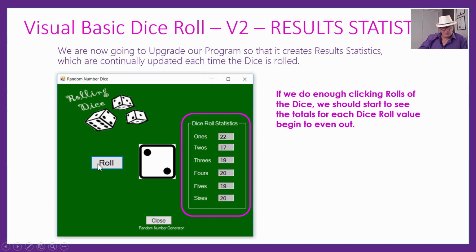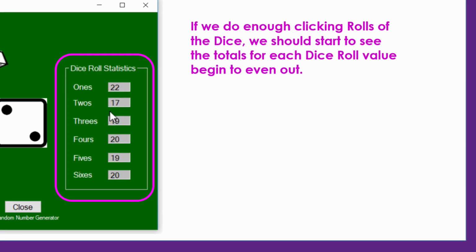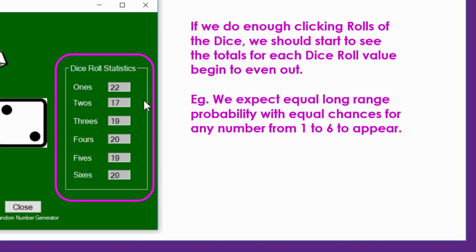Now, if you do enough of these rolling clicks, like click, click, click, and keep getting these different results, we'll keep updating the right number. When a 4 comes up, it'll add 1 to the 4s count and all this sort of stuff. They should start to even out. You can see they're kind of all around the 20s here. Maybe we've got a few less 2s than we should. Maybe we're expecting a couple more 2s to come up soon.